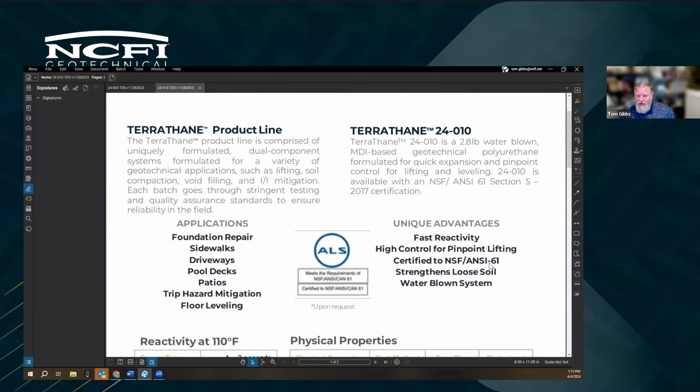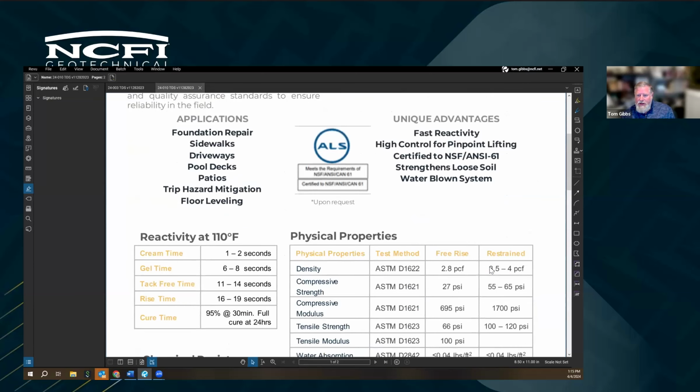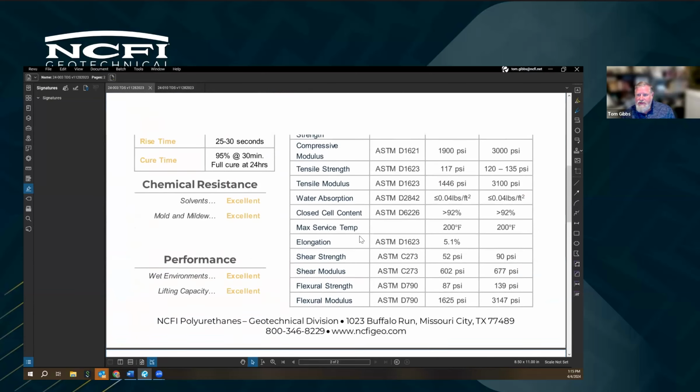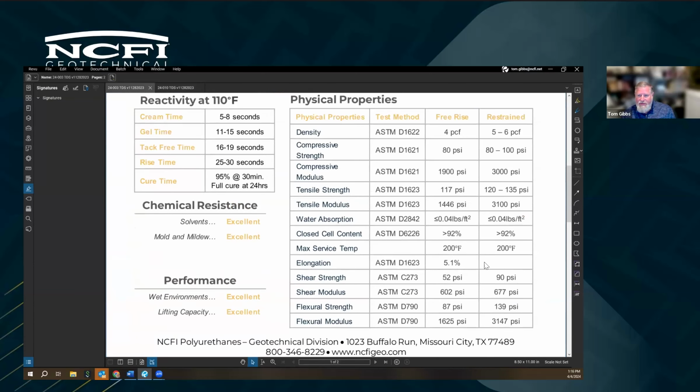It's our most popular lifting foam, so it's been tested pretty well. But there are other systems, such as the 003 here, that are used quite often with the DOT. So we've got all that data from there.